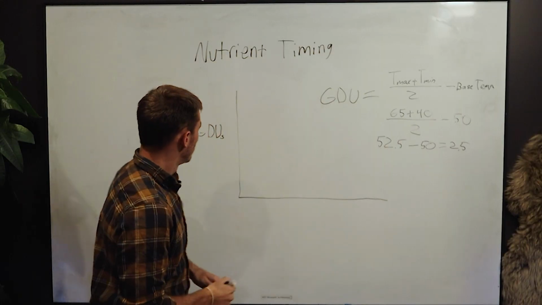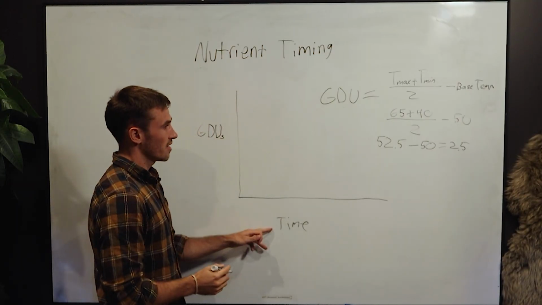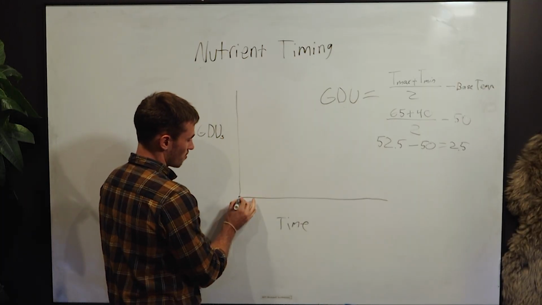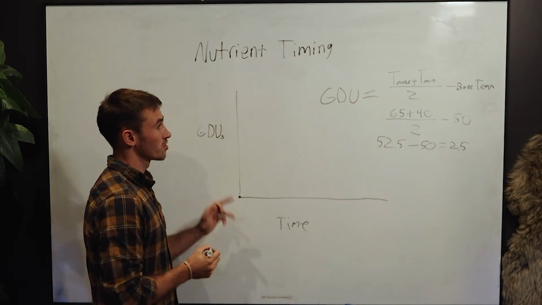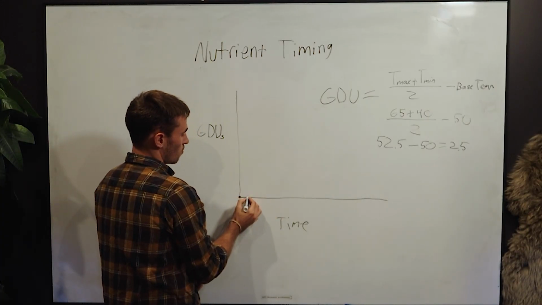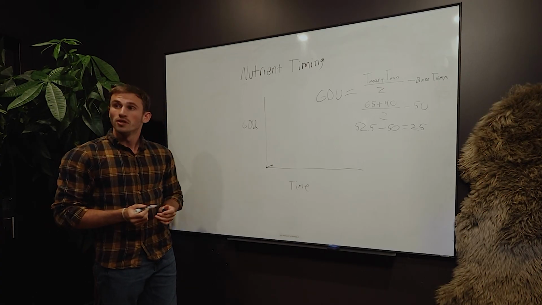So if we have a graph where we have accumulated GDUs on the y-axis and time on the x-axis, and this is in the spring, and we plant right here, this is when we put the seeds in the ground, that's when we start this clock. Then on a day that has those temperatures, we would accumulate 2.5 growing degree units.